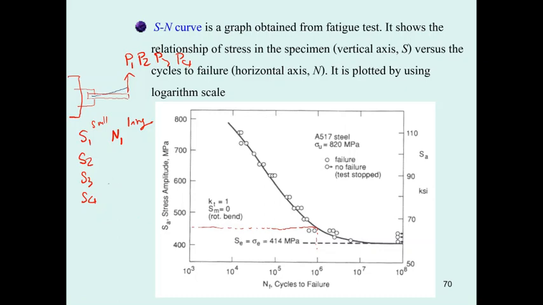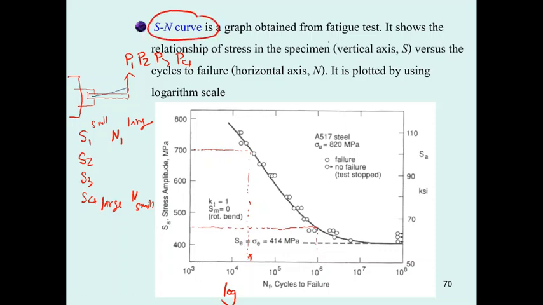And if your stress is large, N is going to be small. That means if your stress is 700, your N is going to be, this is log scale, around 300,000. And that is going to be the graph we call the SN curve.